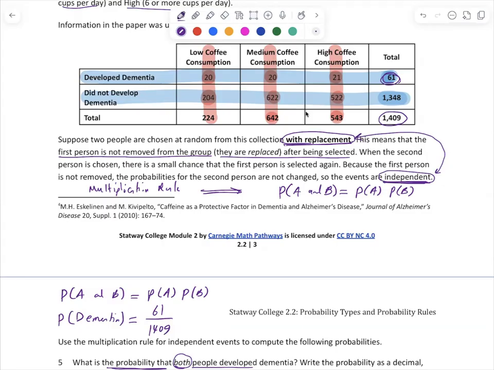Now you're applying multiplication rule for 3 people, right? The probability of first person developing dementia times the probability of second person developing dementia times the probability of the third person also developing dementia. So you can extend the idea of multiplication rule to more people as well. Very well.